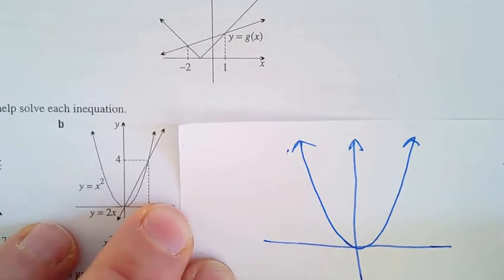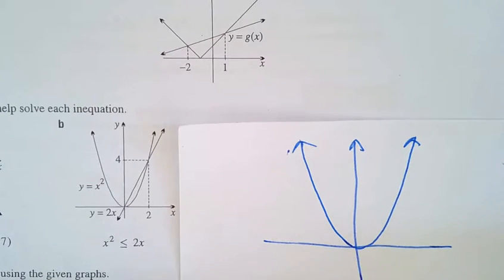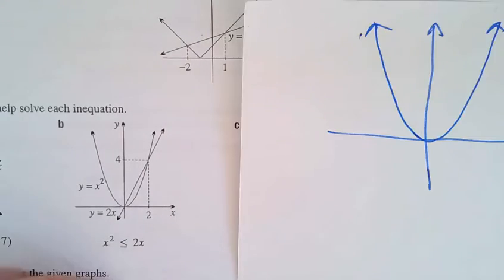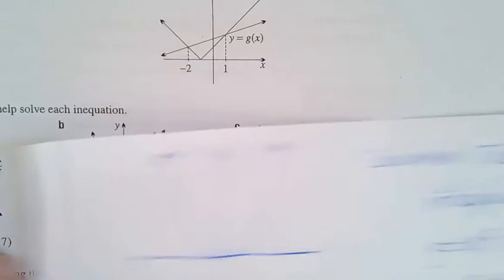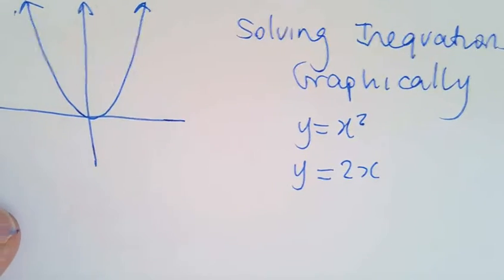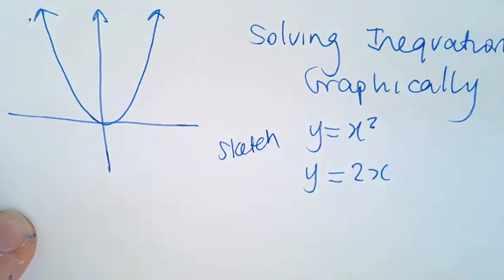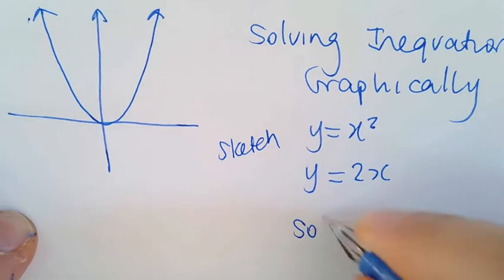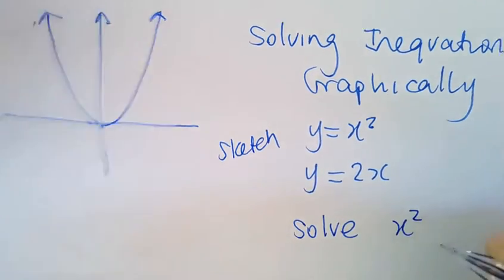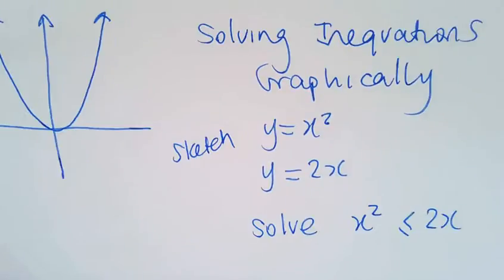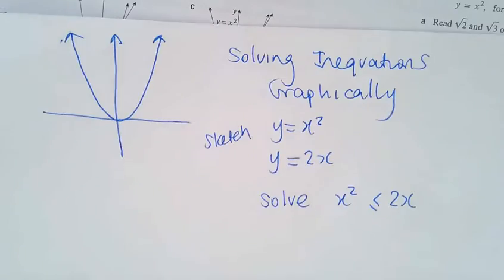So this is what we're doing. We're sketching y equals x squared. We're sketching y equals 2x. Sorry, I know you can't see what I've just done. Right, so I'm sketching here. Look, sketch y equals x squared. Sketch y equals 2x and then solve x squared is less than or equal to 2x. So this is what we're going to do. Solve inequations graphically. I'll just do one.